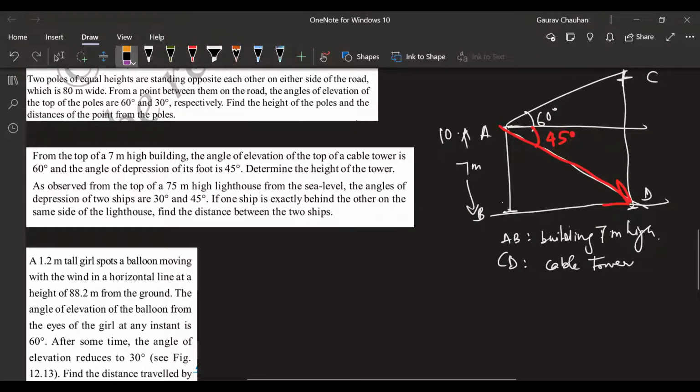Please take a minute to observe the diagram if you are feeling any confusion. Let's see if we can clarify it right now. This is 7 meter. Okay. This AB is my tower.